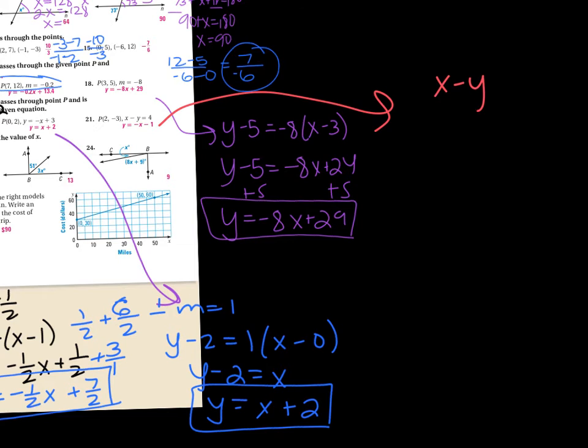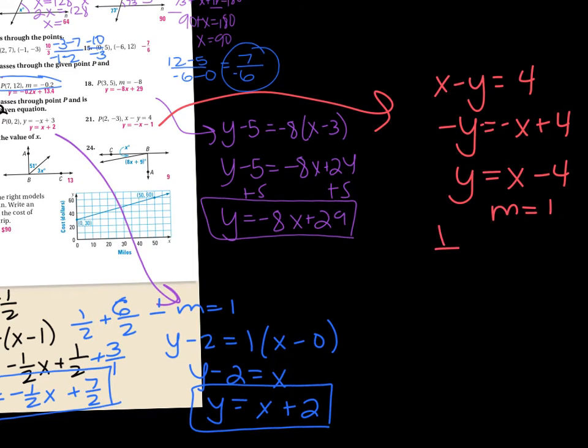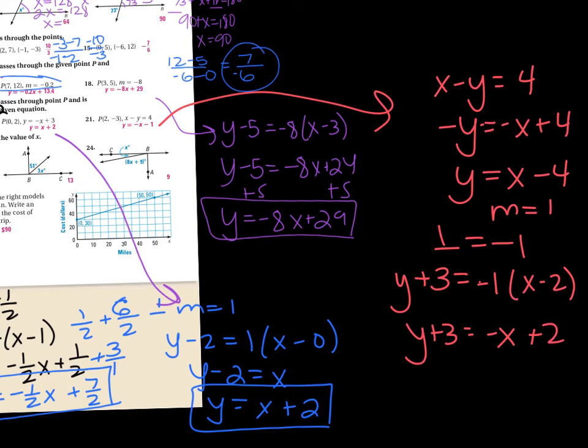This has to be solved for y first, so subtract the x. Divide or multiply by negative 1. The slope of this line is 1. The slope of a line that's perpendicular would be negative 1. So then y minus a negative 3 becomes plus 3. Negative 1 times x minus 2, y plus 3 equals negative x plus 2. Subtract that 3.